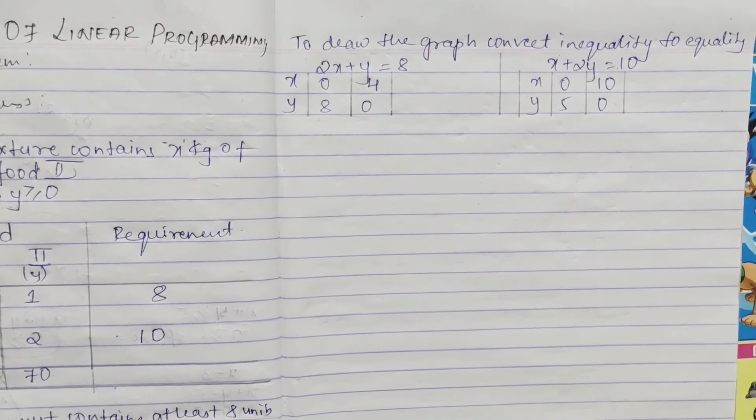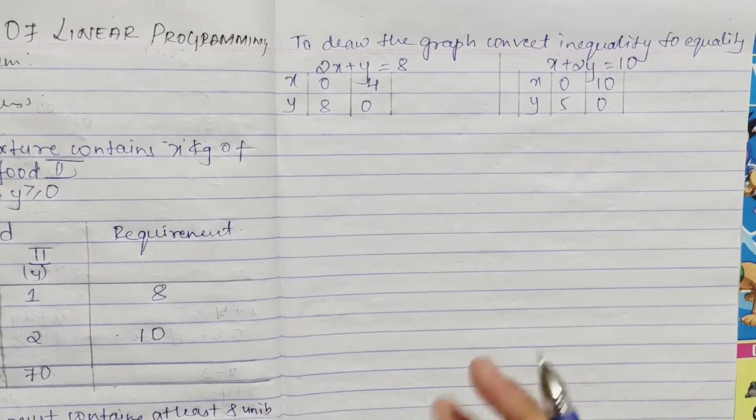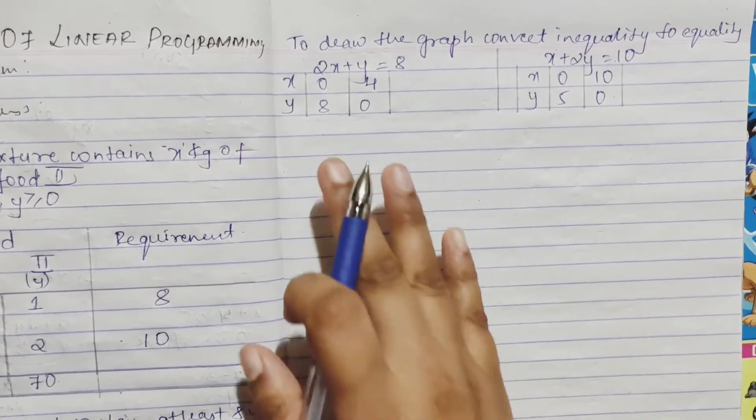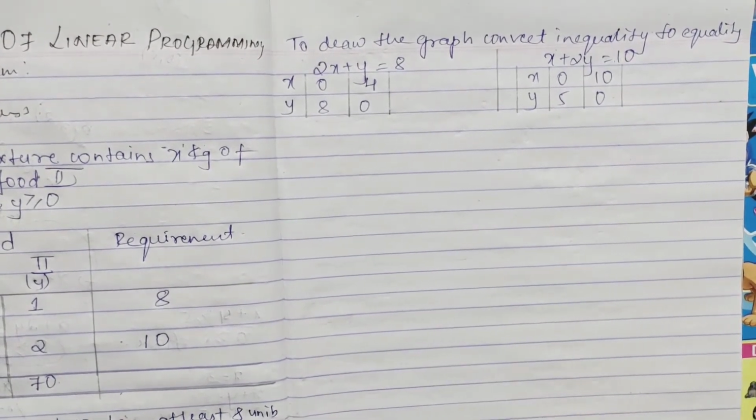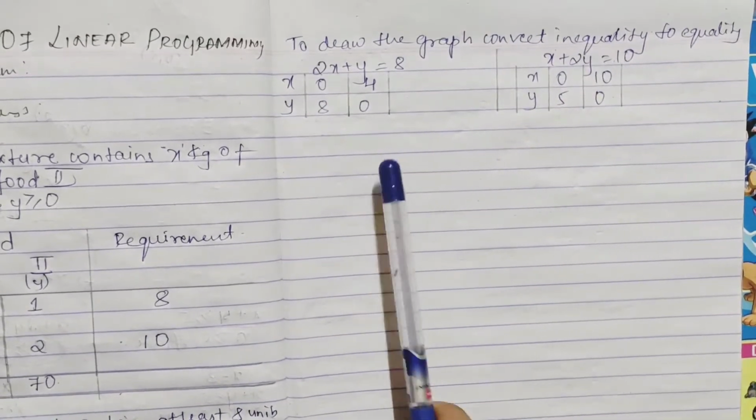So do the graph, do it again. I will not show you because you know how to do the graph plotting and checking your feasible region. And here you should remember one thing: if it is bounded, no worries.